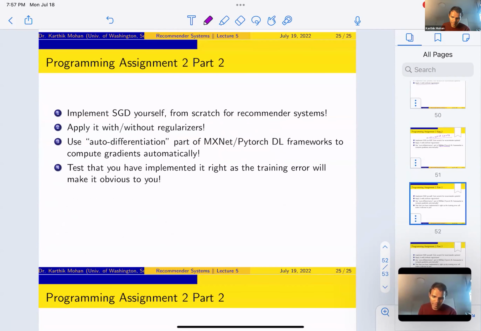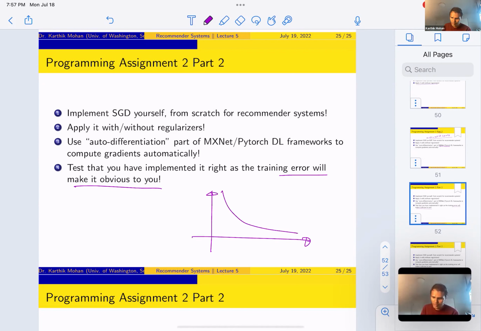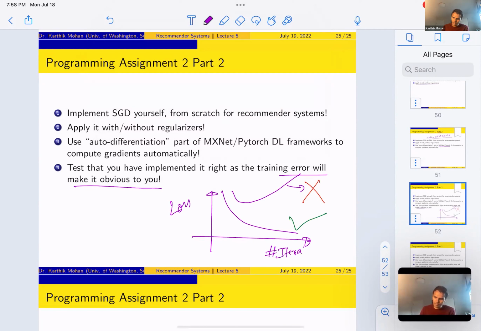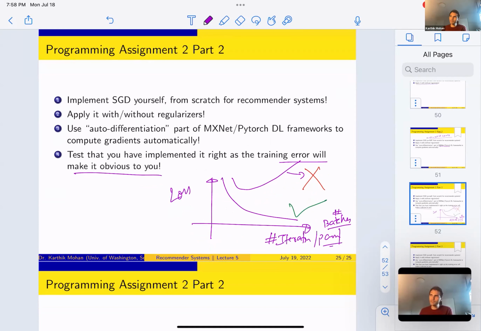And then you'll test that it's implemented right. If the training error is not going down, you've done something wrong. If it's going down, it makes sense, then you're on the right track. So you can just plot the loss function versus number of iterations as you implement it and keep track. You want a curve like this. If you see something like this, it's not in the right direction; I want something like this. Okay, so loss versus number of iterations, or you can say passes, or batches, however you want to call it. Number of batches makes sense for mini-batches, number of iterations for pure SGD.